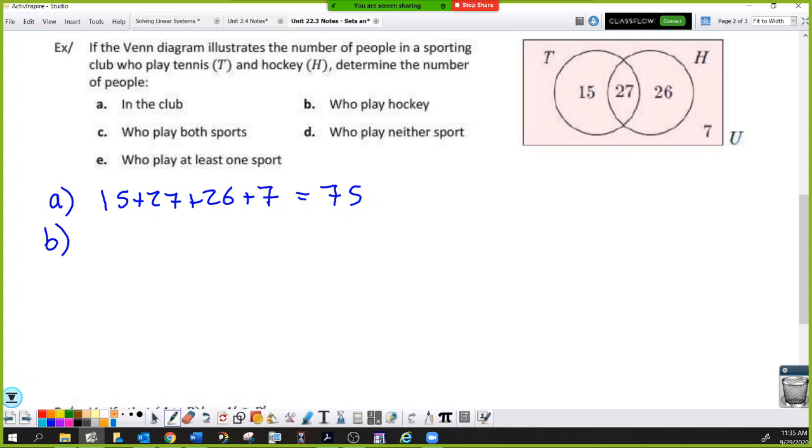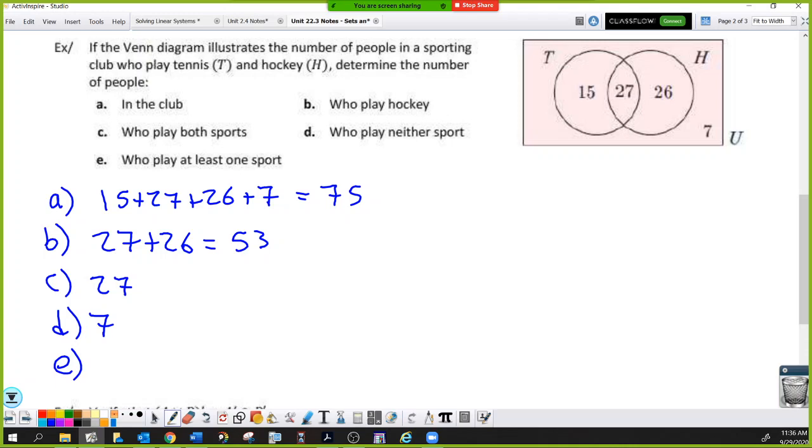And part B. How about the number of people who play hockey? 26 plus 27. 53. There are 53 people who play hockey. C. How many people play both? 27. D. People who play neither sport? 7. And E. People who play either sport. Or no, people who play at least one sport.